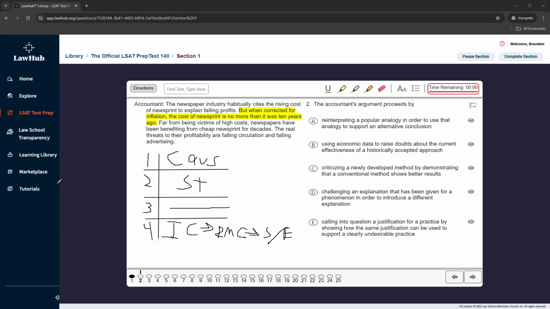Okay, from here, let's look at our lists. A: reinterpreting a popular analogy. An analogy is innately a comparison. We don't have anything like that, so we wouldn't utilize that. We throw out A. As we look at B: using economic data to raise doubts about the current effectiveness of a historically accepted approach.